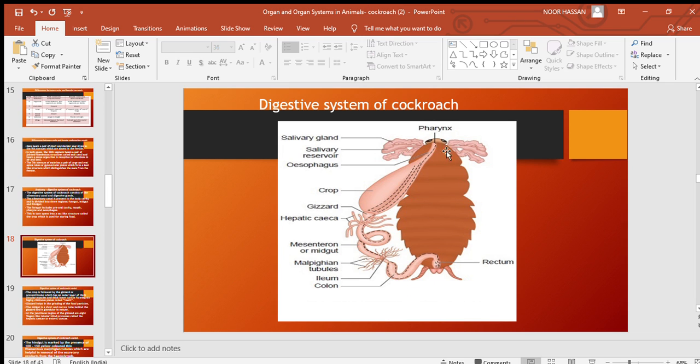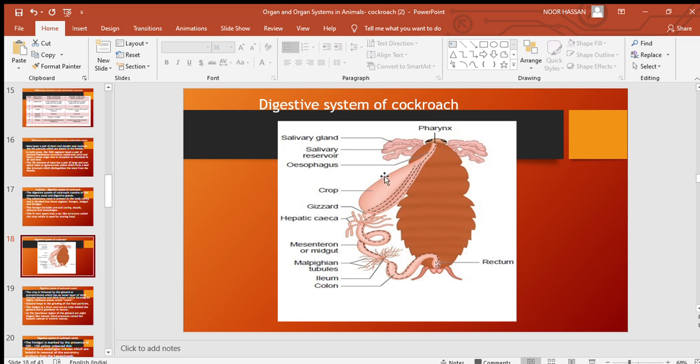So here from this diagram we can understand the presence of salivary glands, and this is the pharynx. The pharynx opens into the esophagus. The esophagus opens into this enlarged, bulged structure called the crop, and the crop is used to store the food. It is followed by a part called the gizzard. The gizzard is useful in grinding the food. It has chitinous plates, which are called teeth, present in the gizzard. So these teeth help in grinding the food.